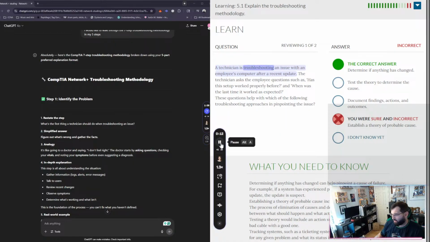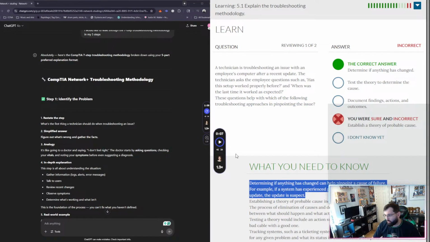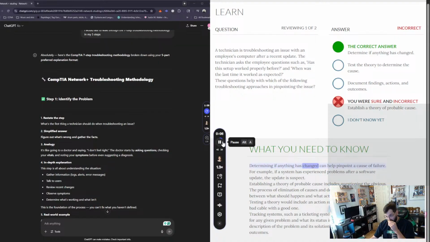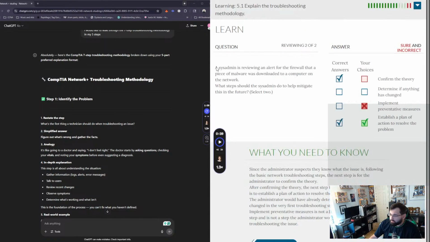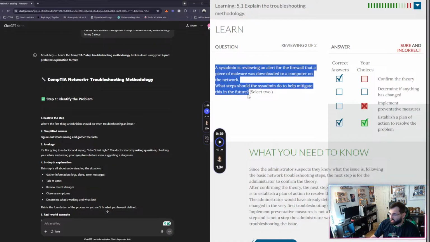A technician is troubleshooting an issue with an employee's computer after a recent update. The technician asks the employee questions such as, has this setup worked properly before? And when was the last time it worked as expected? These questions help with which of the following troubleshooting approaches in pinpointing the issue. To reinforce it: determining if anything has changed can help pinpoint a cause of failure. For example, if a system has experienced problems after a software update, the update is suspect. That system's looking a little sus.